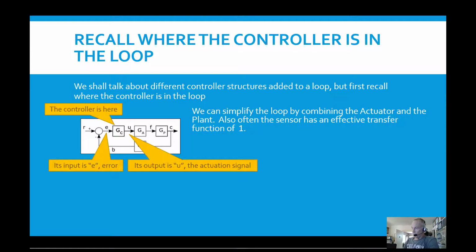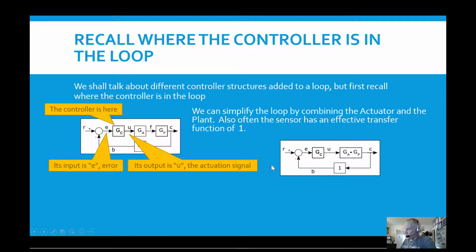But we can simplify this loop, and to make our example as simple as possible, that's what we're going to do. What we shall do is combine the actuator and the plant into one big system. And then the other thing that we're going to do is, oftentimes nowadays with computer control systems, it turns out that the effective transfer function for the sensor is 1. So we will see how this works.